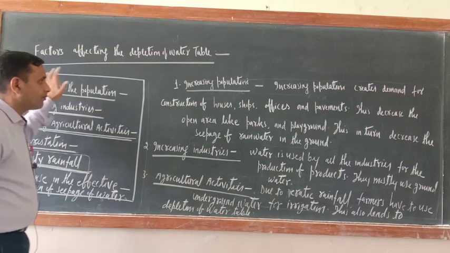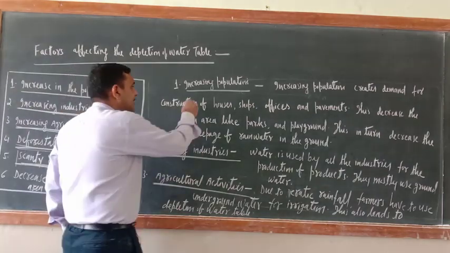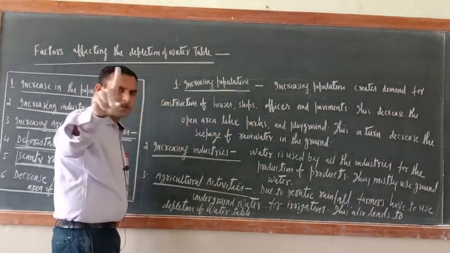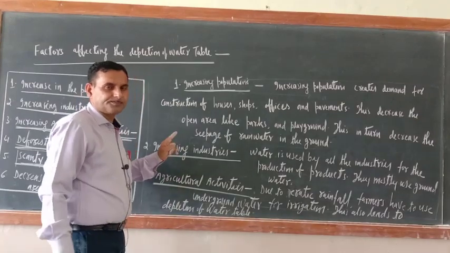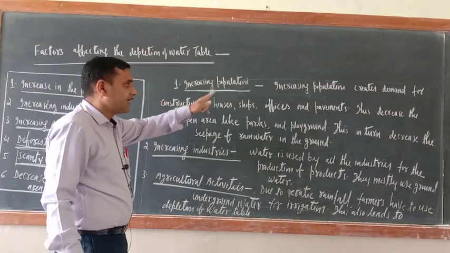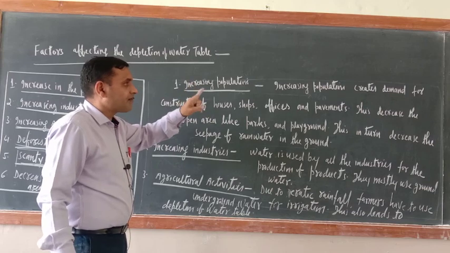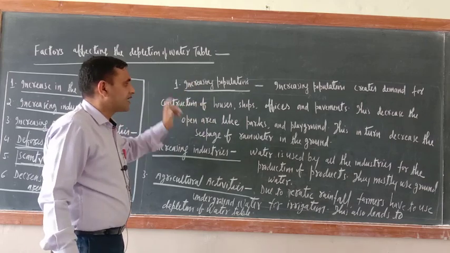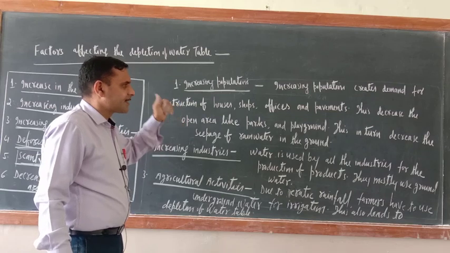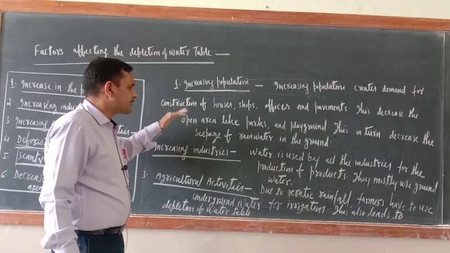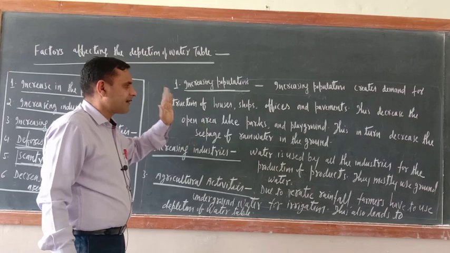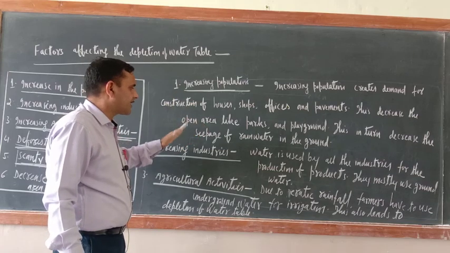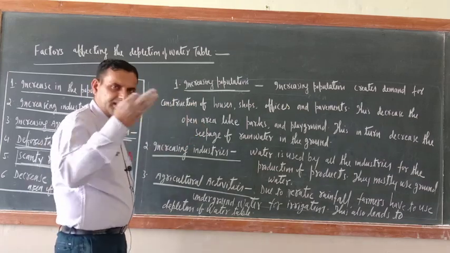Now we'll explain the first factor, increasing population. How is increasing population responsible for the depletion in water table? It is written: increasing population creates demand for construction of houses, shops, offices, pavements. This decreases the open area like parks and playgrounds. This in turn decreases the seepage of rainwater in the ground.